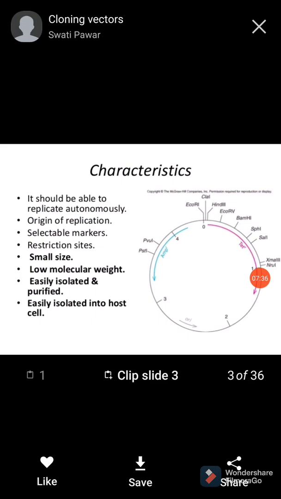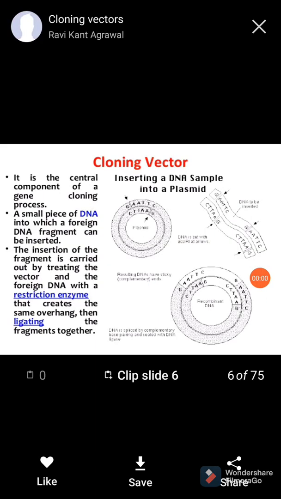And such vectors generally have a promoter sequence. You know that a promoter sequence is needed for the transcription process, right? So these generally have a promoter sequence that drives the expression of the transgene or insert. So we have seen that the expression vectors are actually different from the cloning vectors.